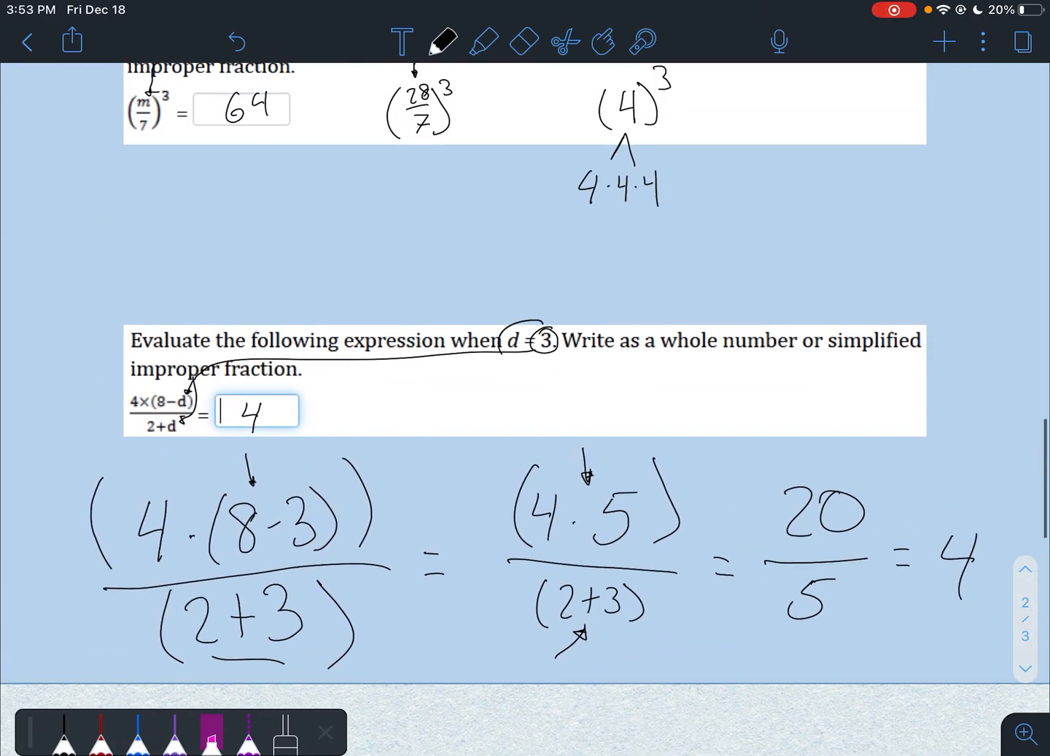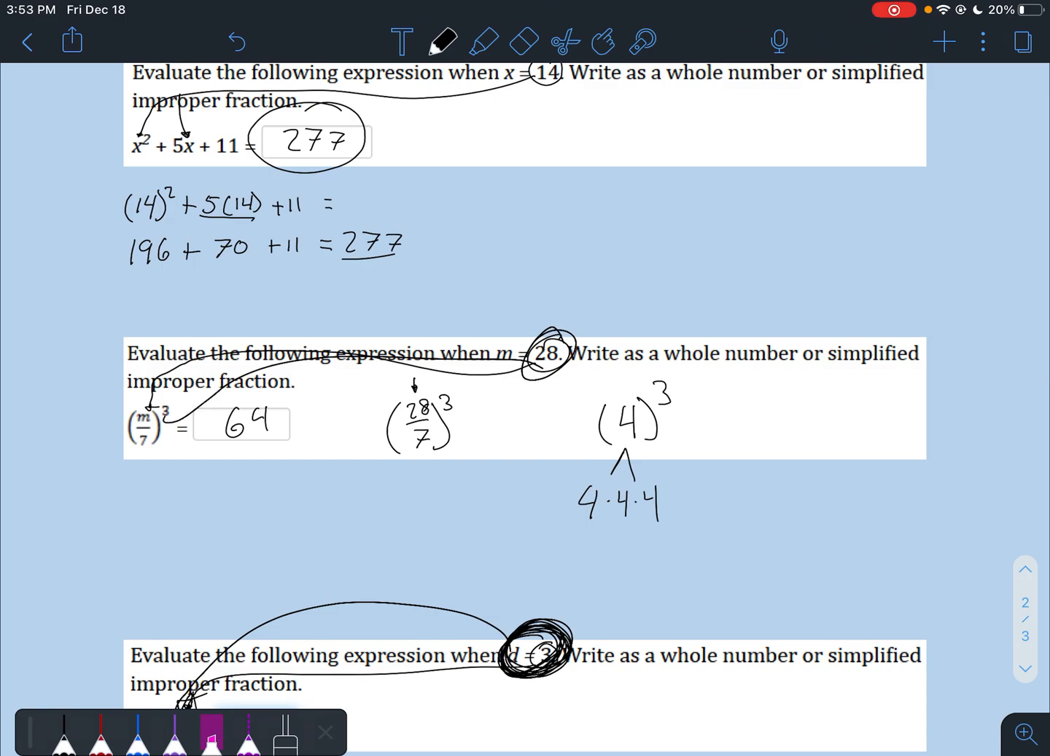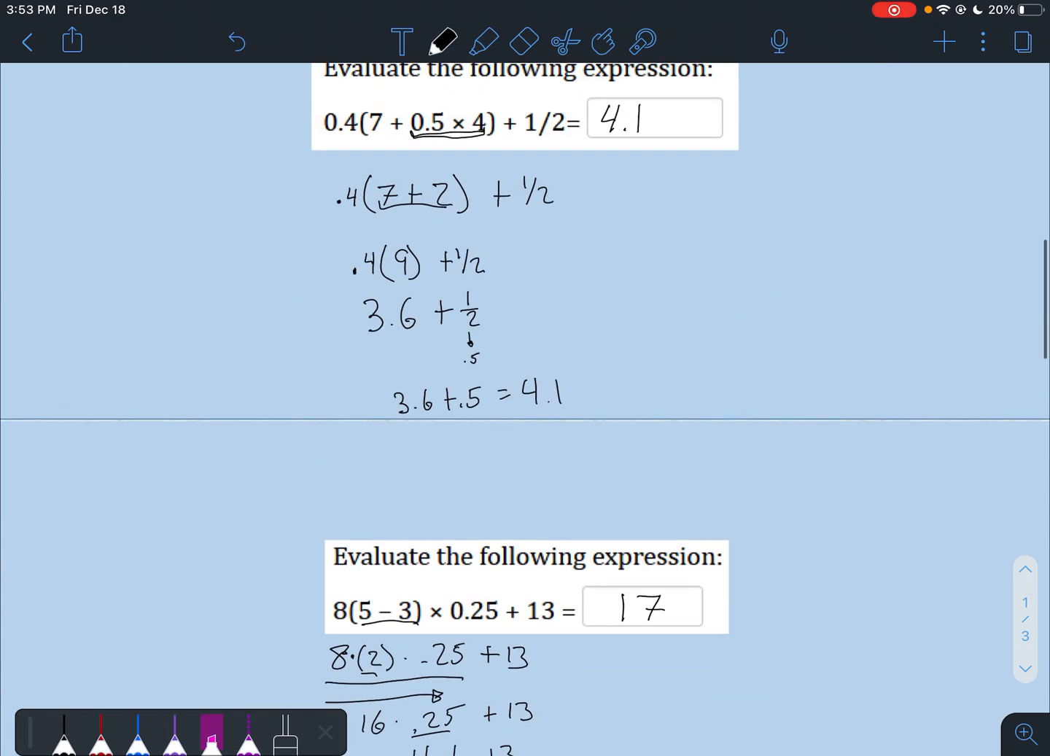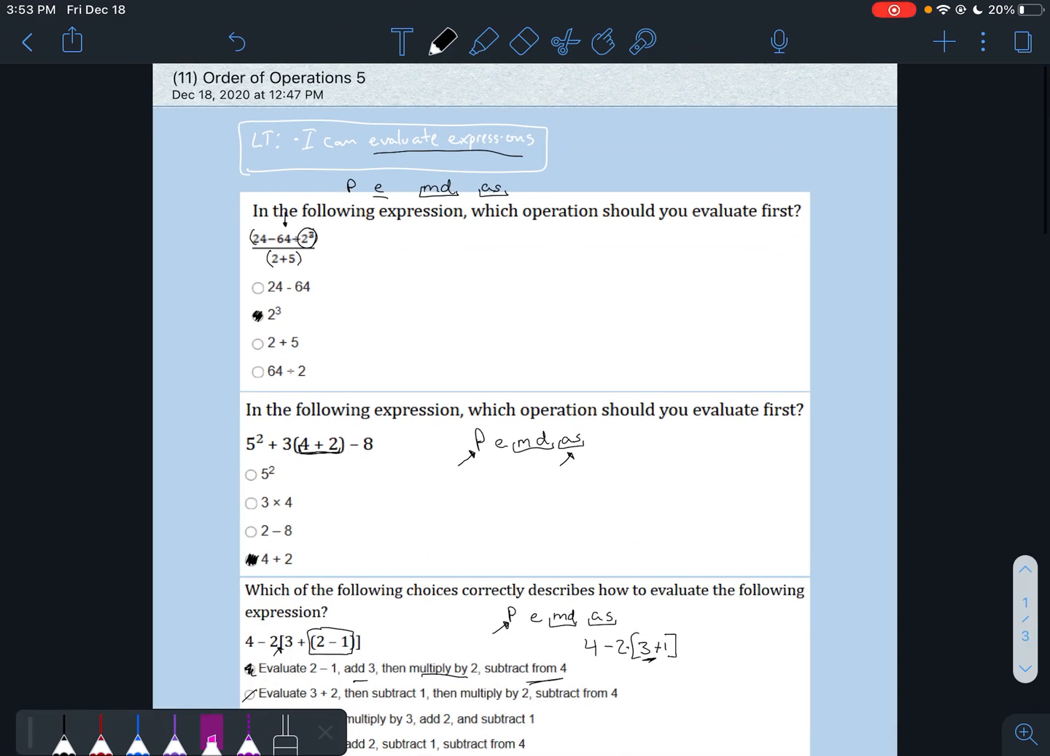So once again, evaluating, wherever that shows up, you're replacing the variable with that number. Okay? Boom. You're replacing the variable with that number. Follow the order of operations.